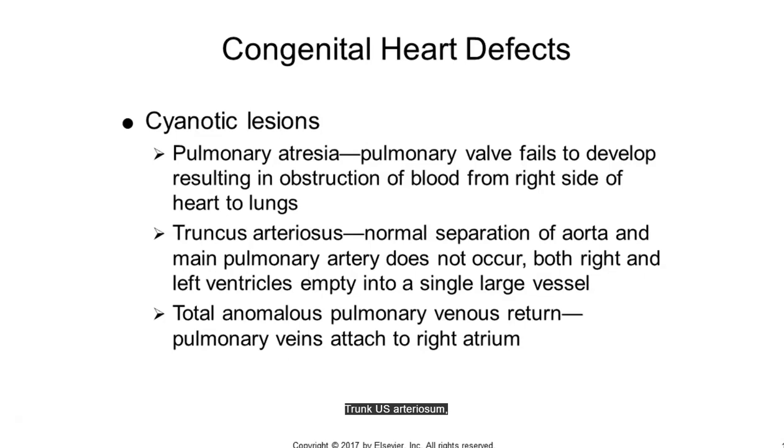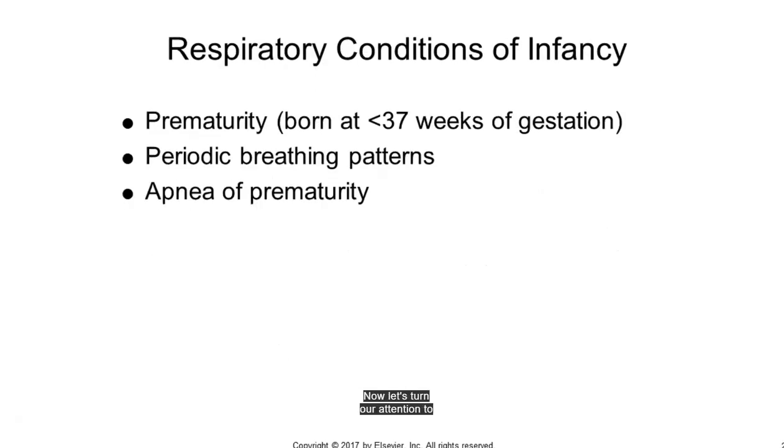Truncus arteriosus is where both the right and left ventricles empty into a single large vessel, which acts as one ventricle, and surgical repair is required. The last cardiac defect, total anomalous pulmonary venous return, results in pulmonary congestion, cyanosis, and heart failure, and surgical repair must be performed as soon as possible. Now, let's turn our attention to respiratory conditions of infancy and the need to provide interventions to improve quality of life as a child ages.